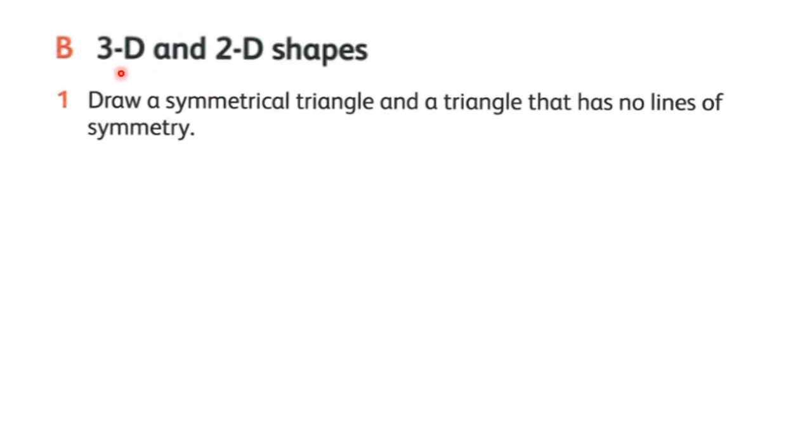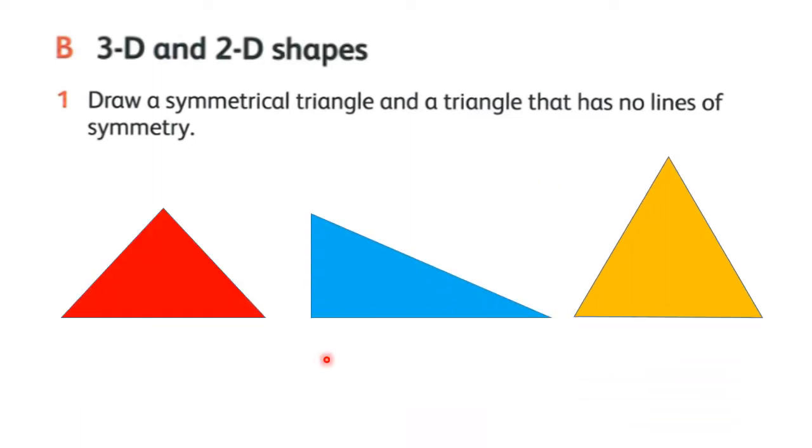Draw a symmetrical triangle and a triangle that has no lines of symmetry. So in this question you have to draw 2 triangles, 1 triangle with symmetry and 1 triangle with no symmetry. Let's take a look at some different triangles. Here's one, here's another, and here's the last one. I'd like you to think about these triangles and see if you can name each one.